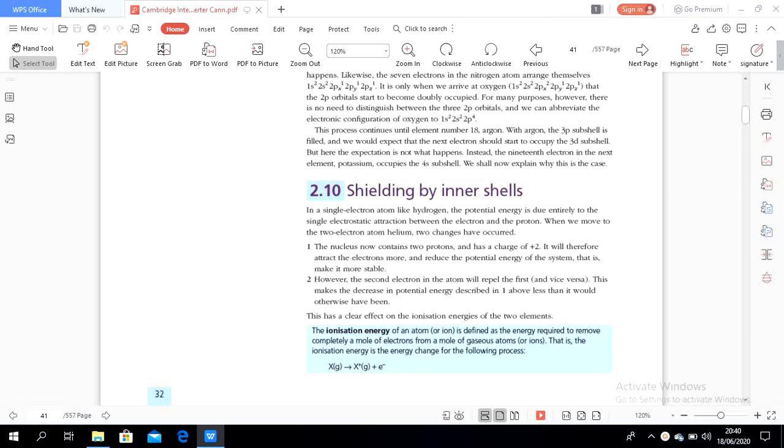Hello students, right now I'm going to explain the continuation of the structure of the atoms. Last time we already started on the scientists who discovered the proton, neutron and electron, and also how to fill up the electrons into the subshells. Now we are learning about shielding by inner shells.